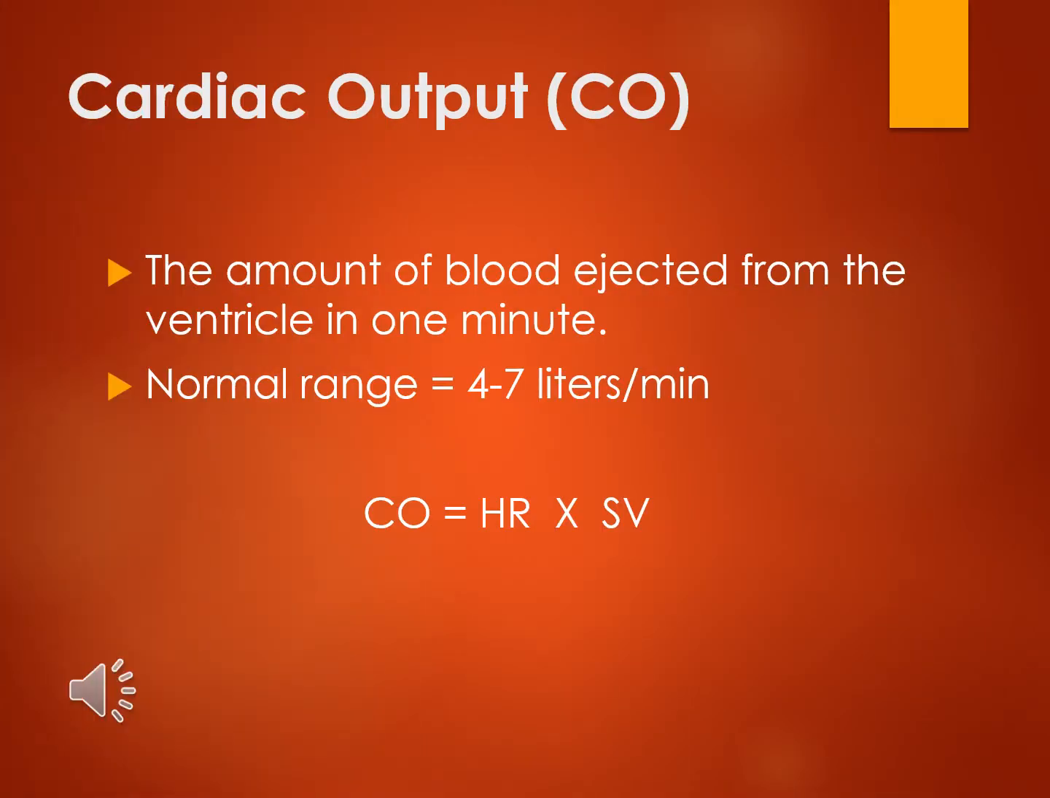Let's look at the cardiac output first. It's the amount of blood ejected from the ventricle in 1 minute. The normal range will be from 4 to 7 liters per minute. So our cardiac output is figured by the heart rate times the stroke volume.